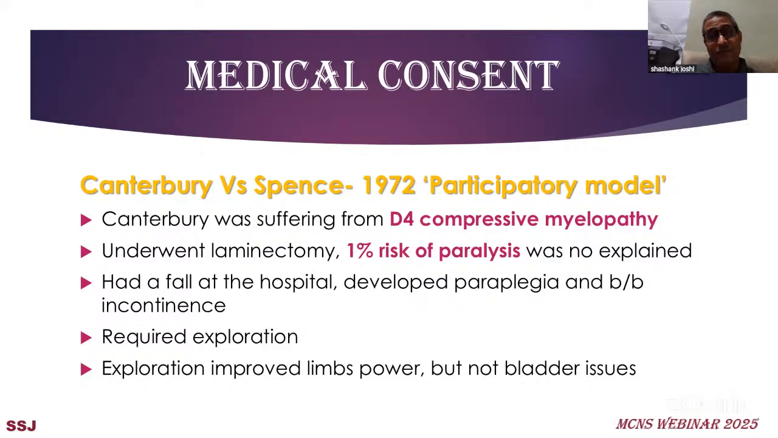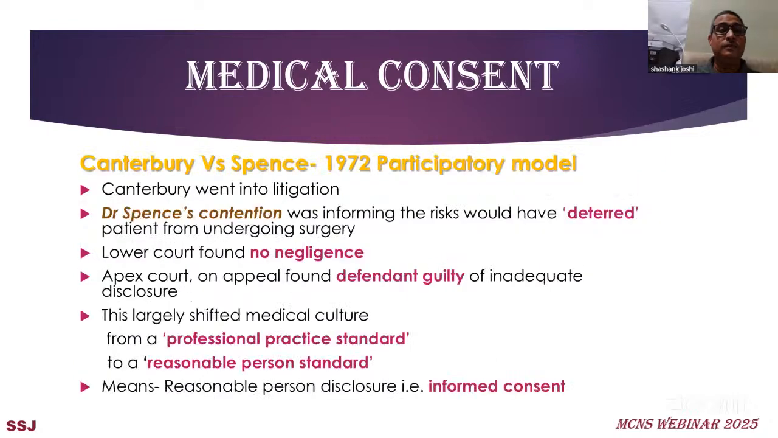Unfortunately, the patient had a fall in the hospital because there was no railing to the bed, and he developed paraplegia and bowel and bladder incontinence. So the patient was explored, and after exploration, the limb power improved. However, the bladder and bowel issues remained the same. So in this case, the patient went into litigation.